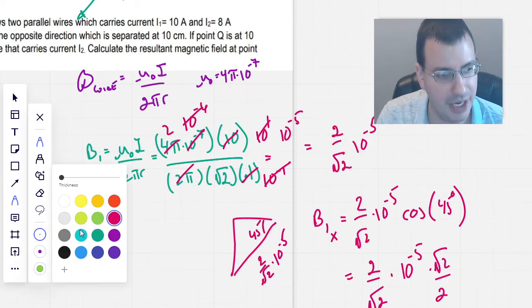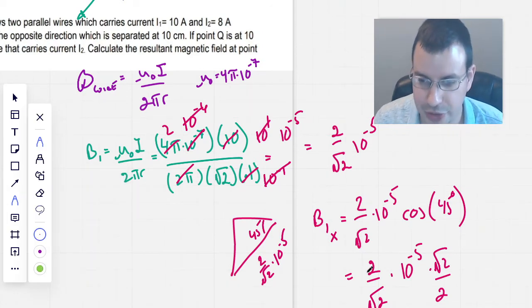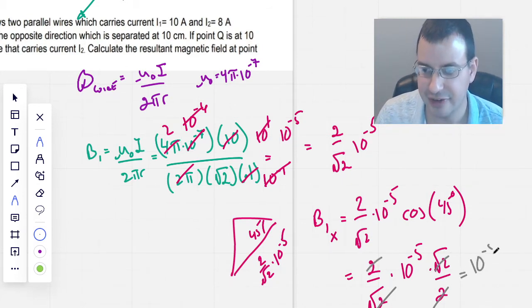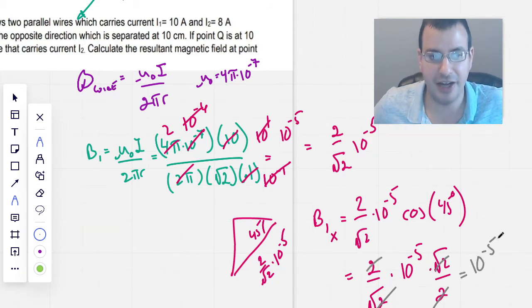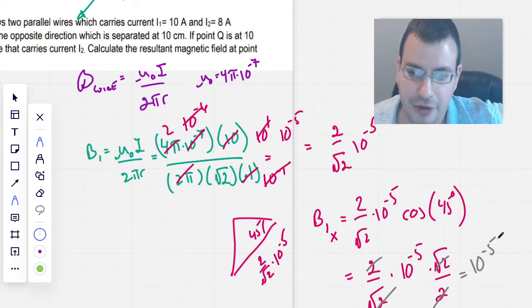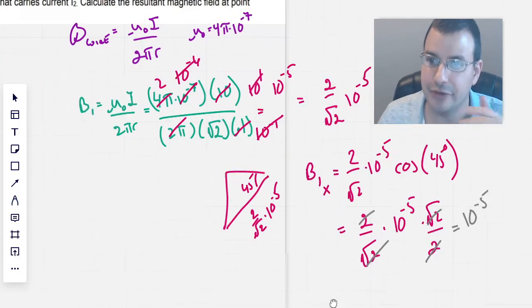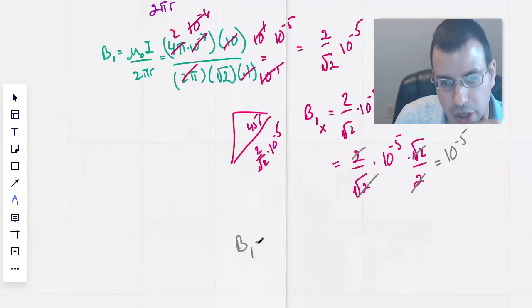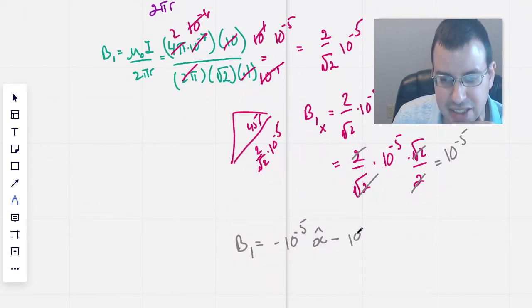Convenient. I'm glad I didn't simplify the square root of 2 over 2 earlier. And we have 10 to the negative 5th. And then we're going to do the same thing and find it for the sine of 45 degrees, which happens to be the same as the cosine of 45 degrees. So when I rewrite this, B1 is negative 10 to the negative 5th in the x direction minus 10 to the negative 5th in the y direction.